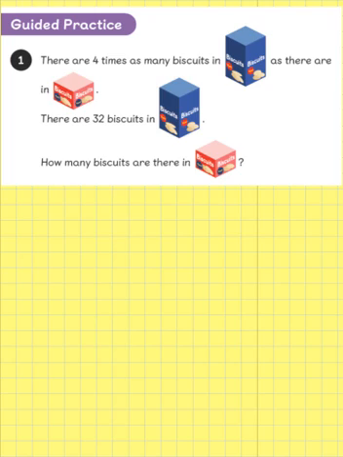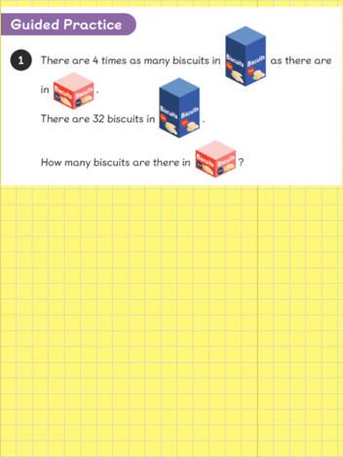There are 4 times as many biscuits in a blue packet as there are in a red packet. There are 32 biscuits in total in the blue packet, and it's asking me how many biscuits there are in the red packet. So I think what we might be looking at here is a bar model.